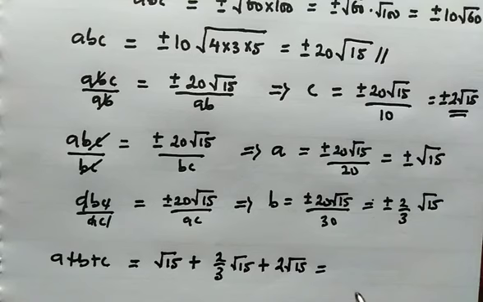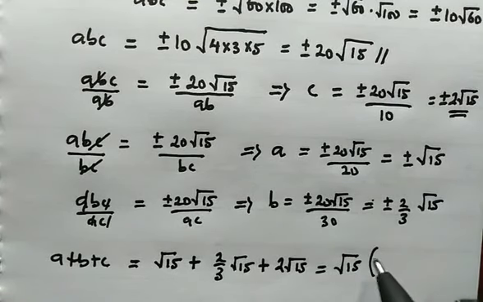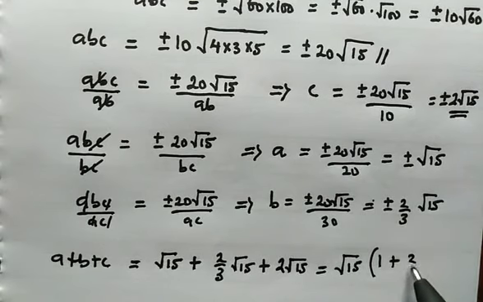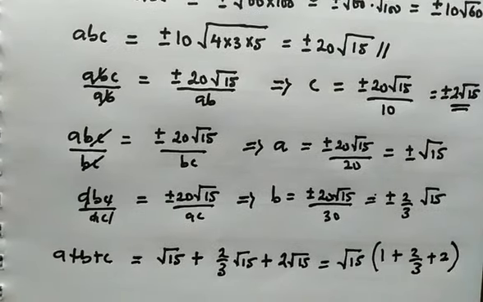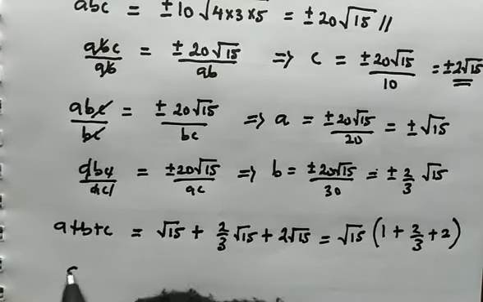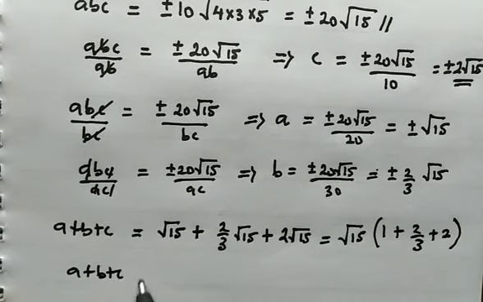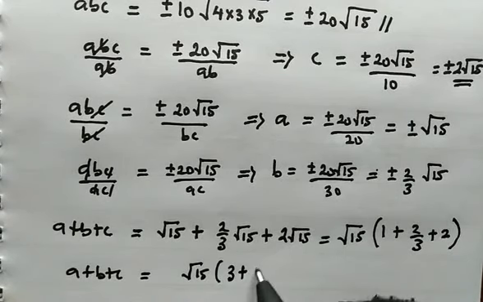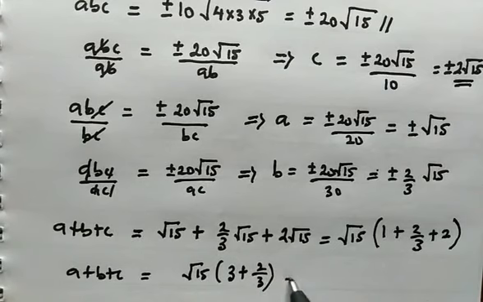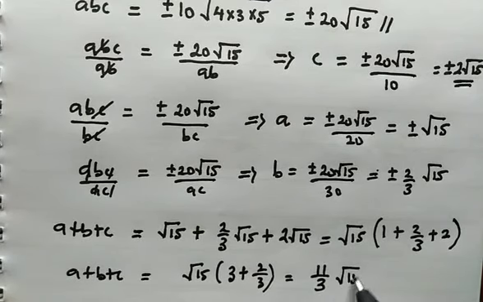So we can easily simplify this. If we factor out root of 15, then we're left with 1 plus 2 over 3 plus 2. So from here we have A plus B plus C equals root of 15 times, in the brackets, 3 plus 2 over 3. Simplifying this, we have 11 over 3, then 11 over 3 times root of 15.